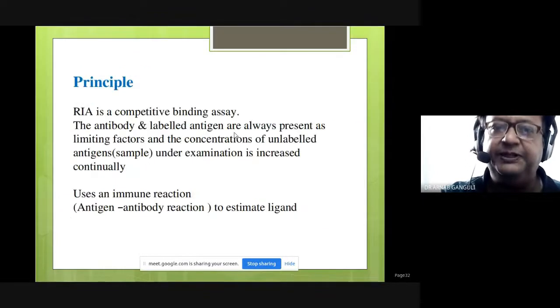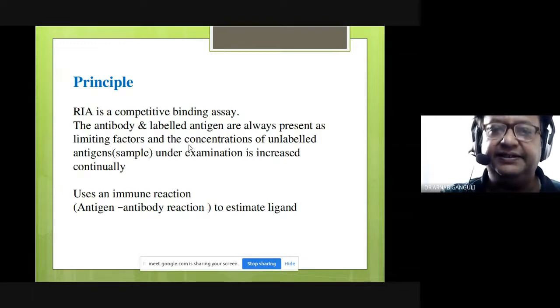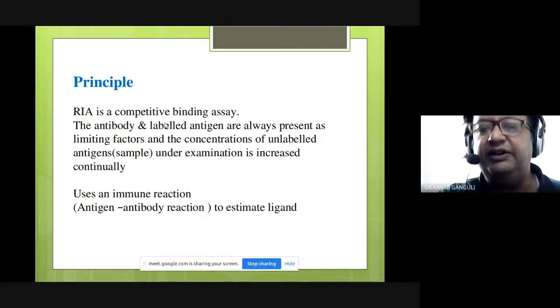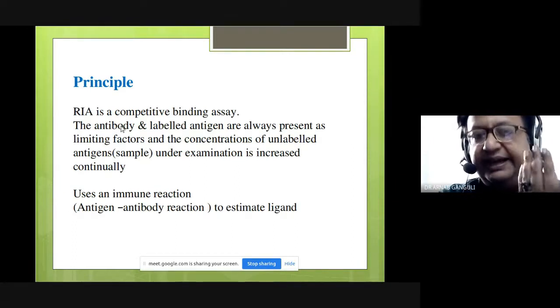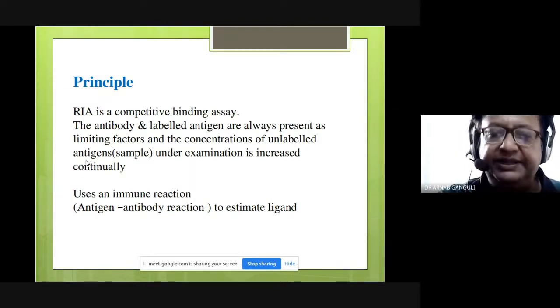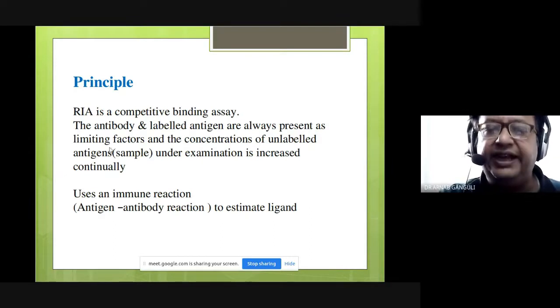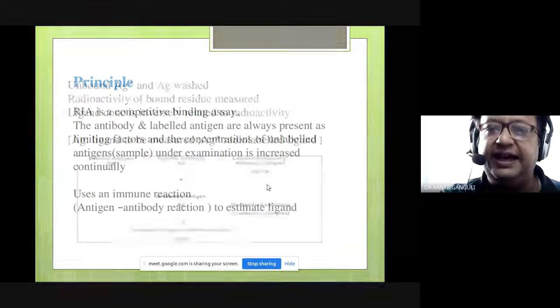So the principle is, it is a competitive binding assay. The antibody and labeled antigen are always present as limiting factors. So you have a radio labeled antigen and an antibody, and one antigen is radio labeled and one antigen is not radio labeled. You mix them, and they are always competing for the antibody. So it is used to estimate ligand.